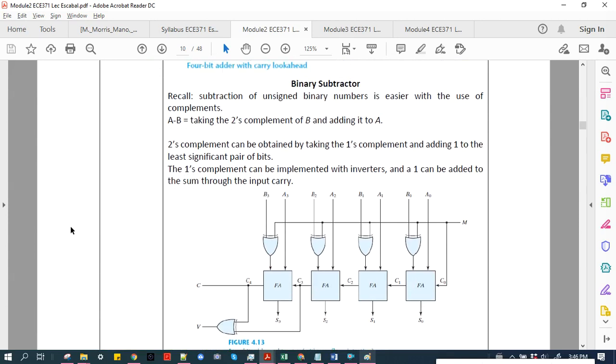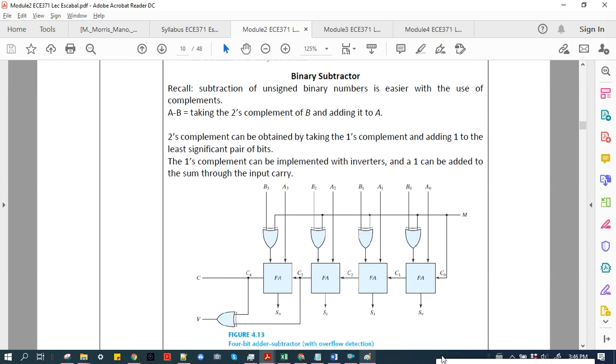Let's now go to the binary subtractor. Let's discuss this in part 2, in the next video.